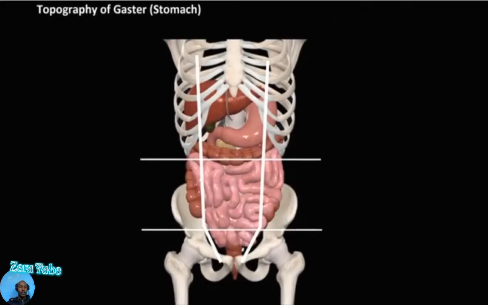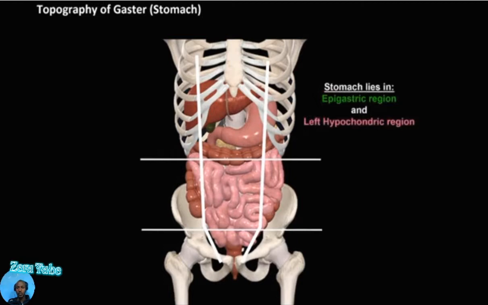So the stomach, when we can divide the abdominal wall into 4 quadrants. So the location of the stomach is determined on this quadrant. So the stomach is mainly found in the epigastric region and the left hypochondriac region.